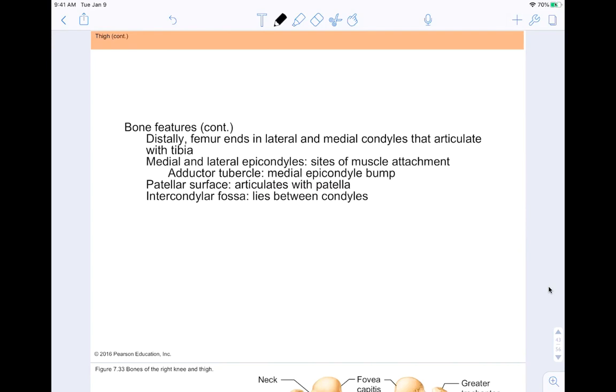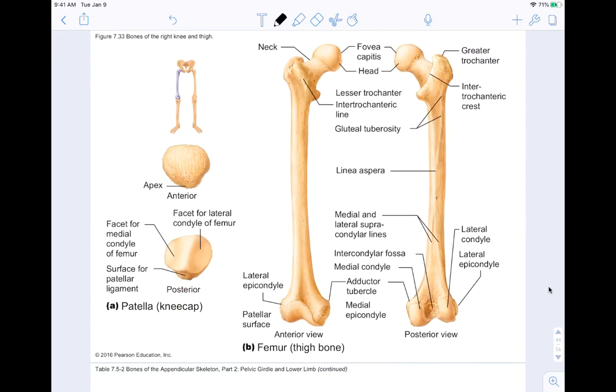You have the adductor tubercle, which is going to be the medial epicondyle bump. You have the patellar surface that's going to articulate with the patella. And you have the intercondylar fossa. These are little holes that are going to lie between the condyles. Okay, this is going to be your patella here, your kneecap.